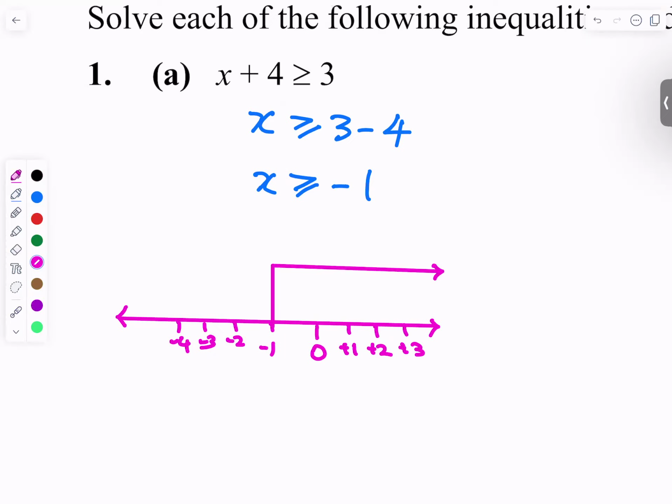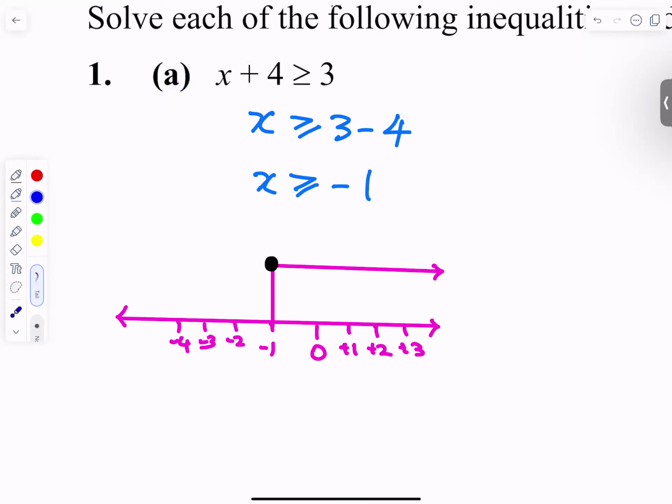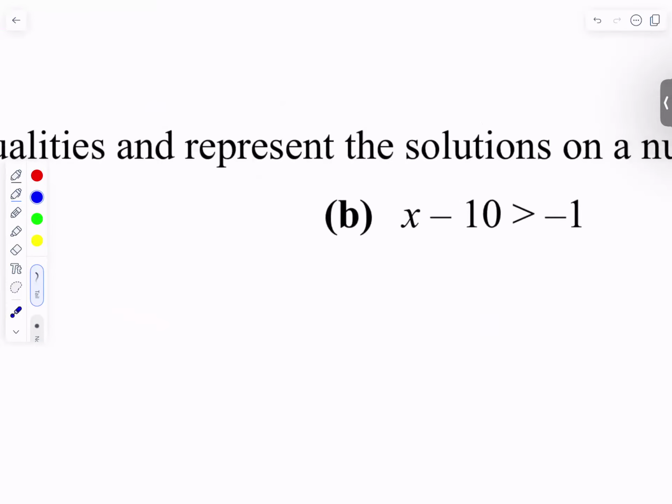And then next thing, I also need to know this equal sign thing. Equal sign is important because you will be drawing a circle here. And for that circle, if there's an equal sign, you will have to blacken it. And if there's no equal sign, you just leave it empty. And that's the end for this question. All right, so let me give you just 10 seconds to do the B question.